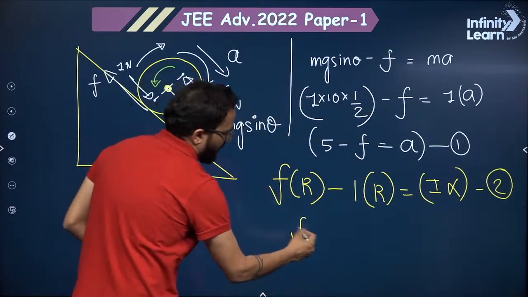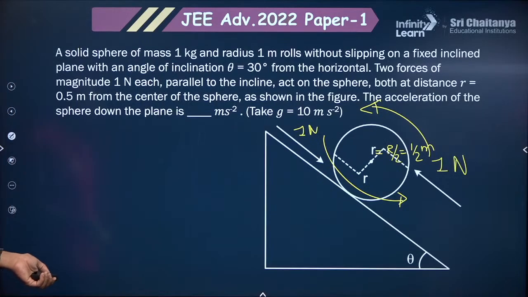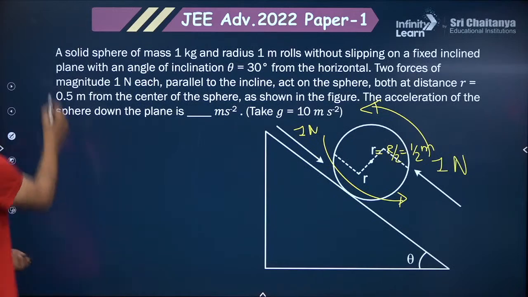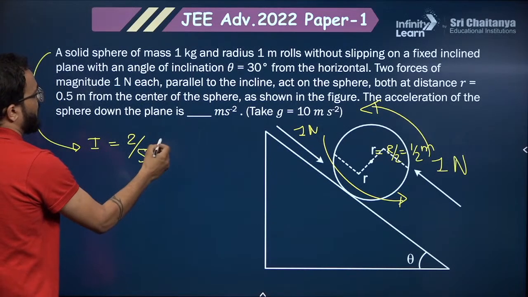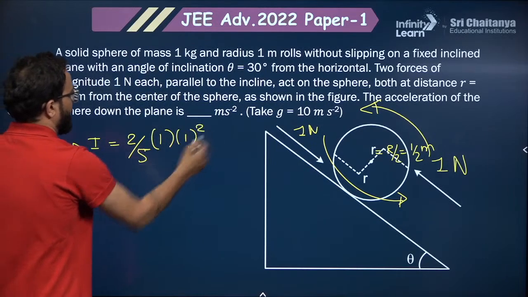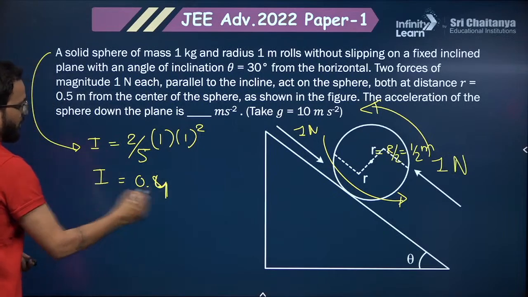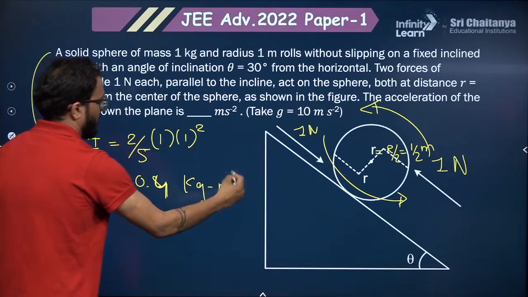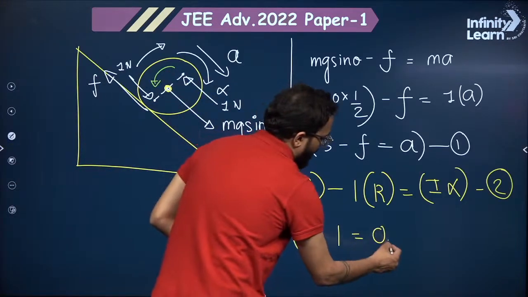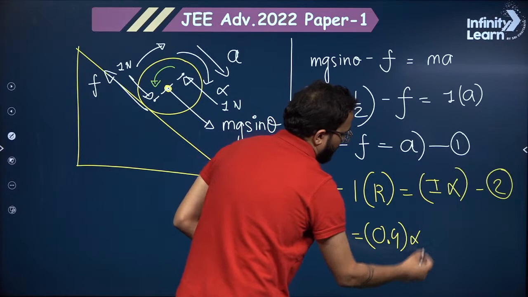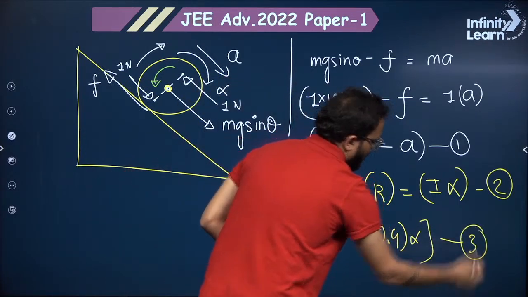Now let's put it, F minus 1 is equals to I into alpha. Now what is this? A disc? Or solid sphere? Okay, this is a solid sphere. If it is a solid sphere, I will be what? 2 by 5 mr square, m into 1 square. So it will be 0.4 kg meter square, right? So I will be 0.4. So let's put it here. So 0.4 alpha, right? So this is your equation number 3, right?